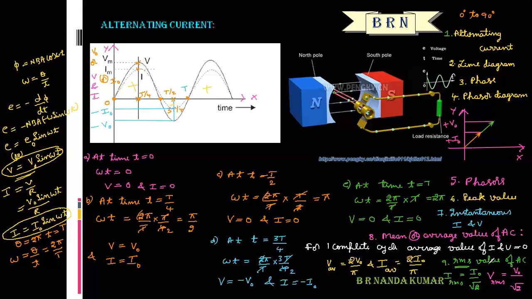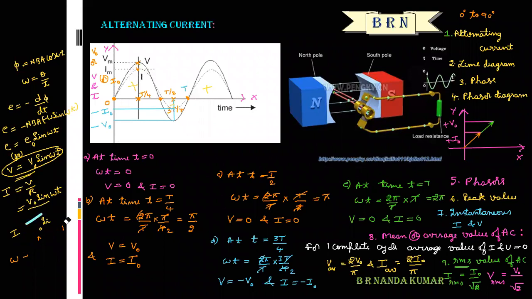The RMS value of alternating current means the square root of the mean of the square of its value during one complete cycle. The RMS value of current is I0 divided by root 2, where I0 is the peak value of the current. The RMS value of voltage is V0 divided by root 2, where V0 is the peak value of the voltage.